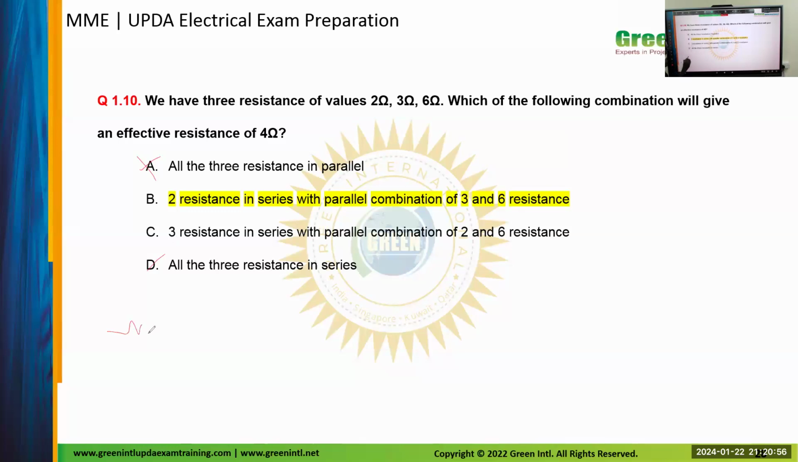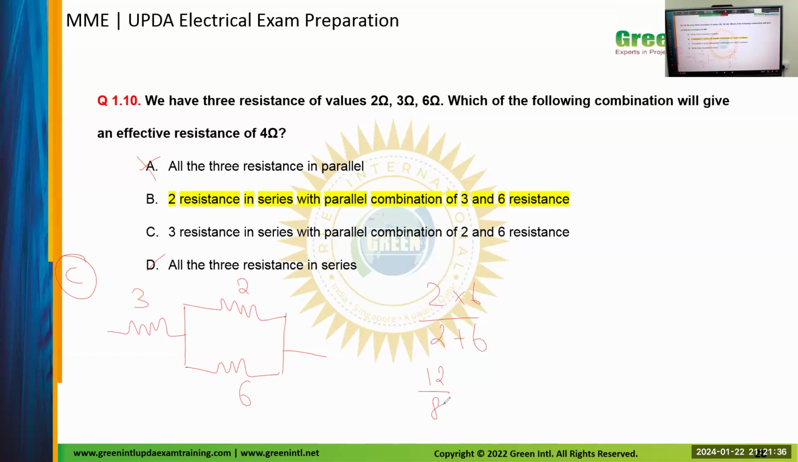3 ohm resistor in series with the parallel combination. That means like this, 2 and 6. So this is the circuit diagram for C. 2 and 6 are connected in parallel. What is the formula? 2 into 6 divided by 2 plus 6. What is the value? 12 by 8. This combination is connected in series with the 3 ohm.